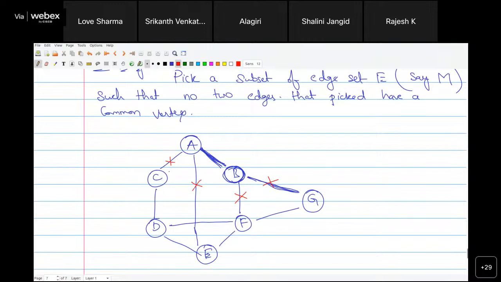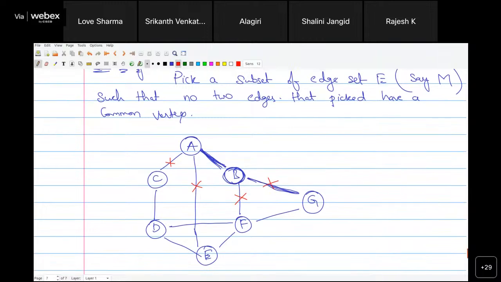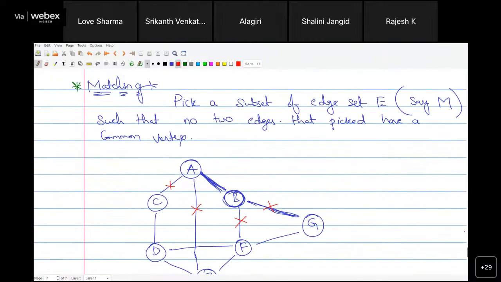Okay, like this I have to pick edges such that all the vertices are also covered. Will that be a unique one, or can there be more than one? That can have multiple also. Here also, that can have multiple. But we will be trying to find.